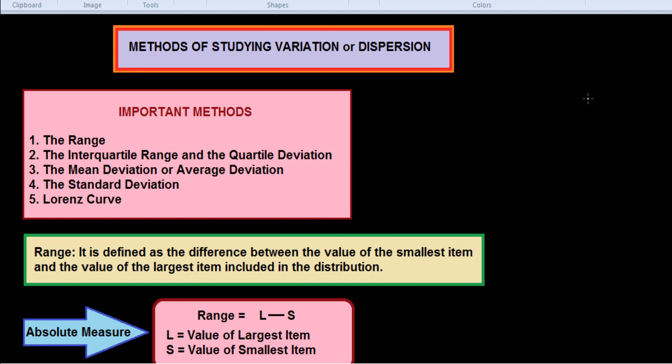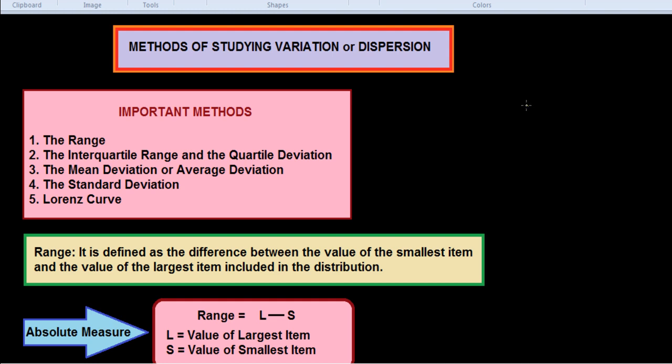Hi friends, in this session we will study the methods of studying variation or dispersion. There are a few important methods we will discuss. The first one is the range, the second is the interquartile range and the quartile deviation. The third is the mean deviation or average deviation. The fourth is the standard deviation and the fifth is the Lorenz curve.